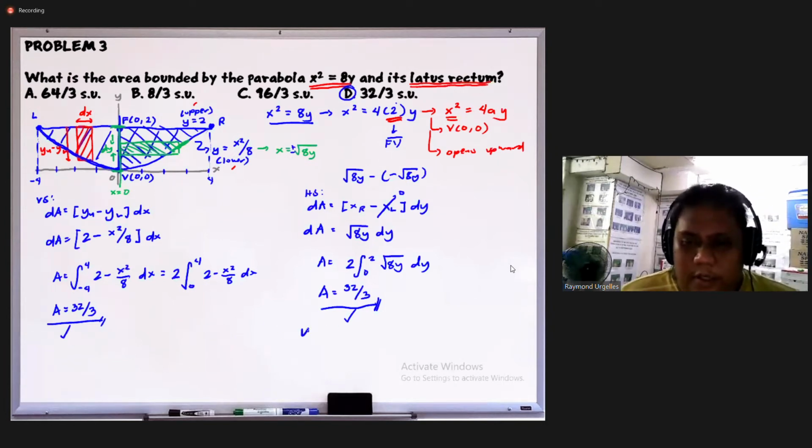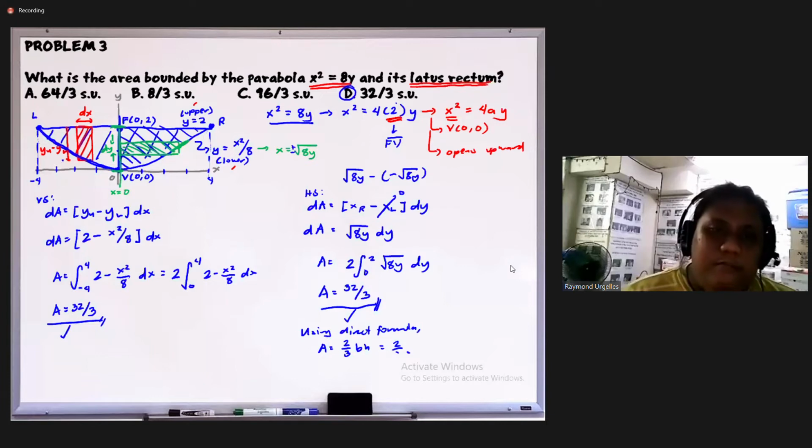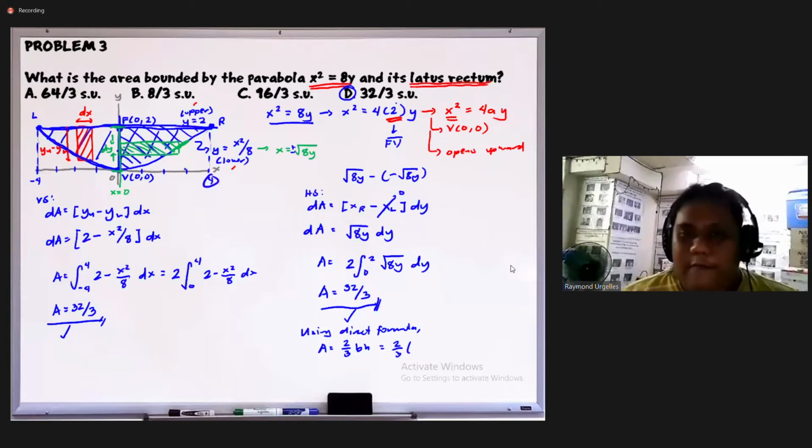So again, if we know that direct formula, using the direct formula natin, okay? So we know the area is equal to 2/3 base times height. So ano yung base ng parabola natin dito? Ito yung base natin, yung length ng latus rectum. Diba? So that will be from 4 to negative 4. So 4 minus negative 4 is 8. So therefore, that's 8 units.